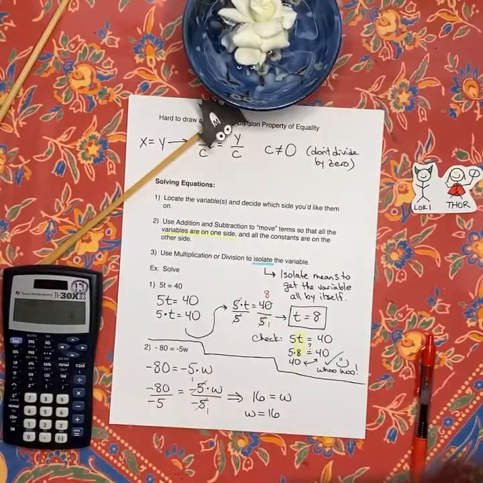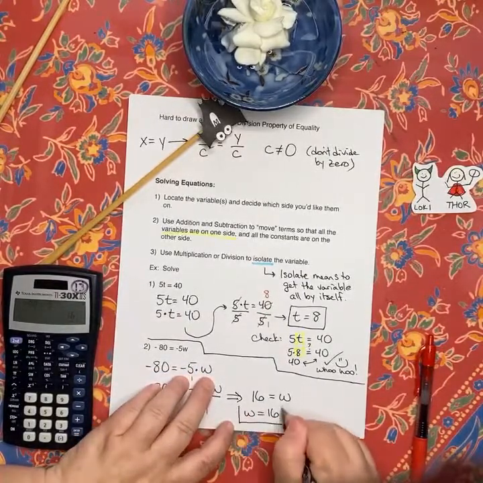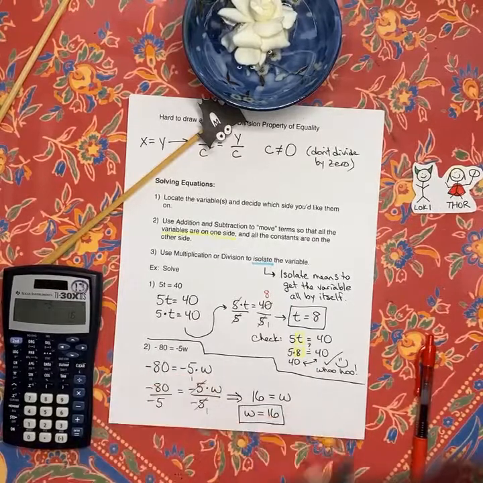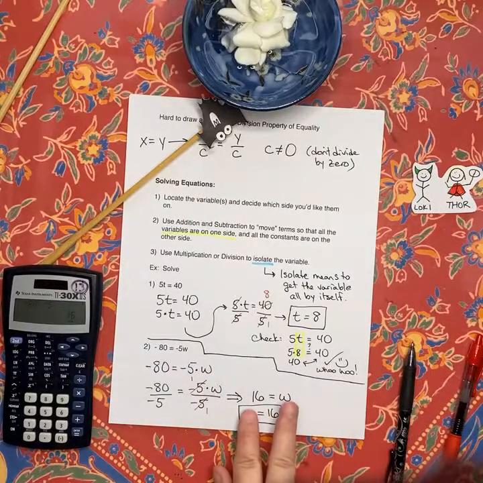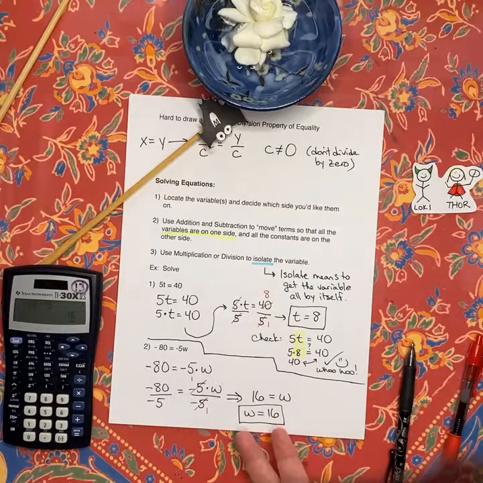Now, if 16 equals W, do you believe me that W equals 16? This is another property of equality that says if two things are equal, you can write them in either order. If 16 is W, W is 16. Kind of woohoo.